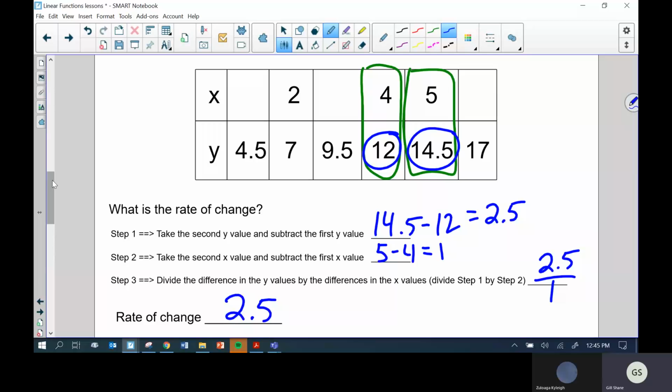This process will work no matter what your table looks like. If your table is not set up where it's going up by 1 each time in the x values, this will work every time, as long as you have two columns where you have an x and a y value. Otherwise, you can't figure out the rate of change anyway. Well, shouldn't say you can't figure it out.